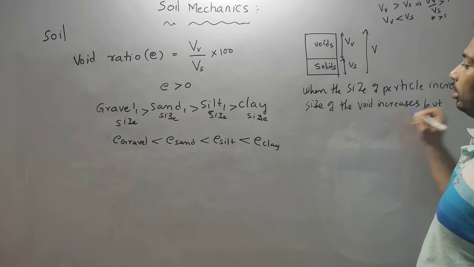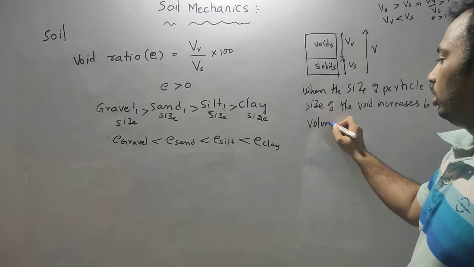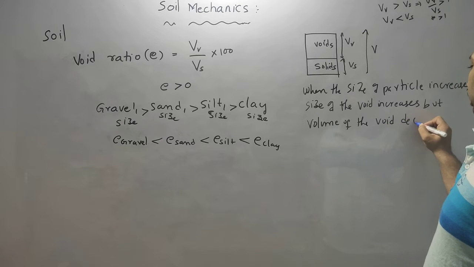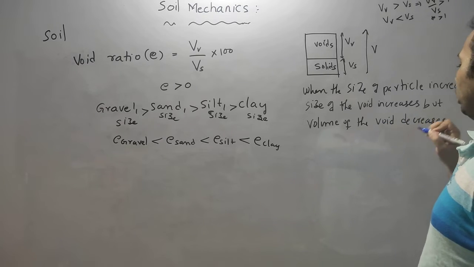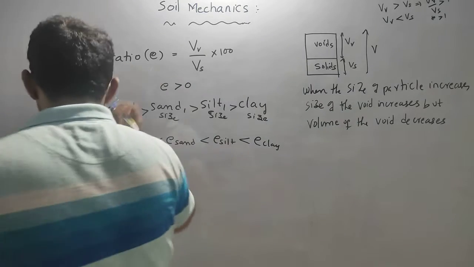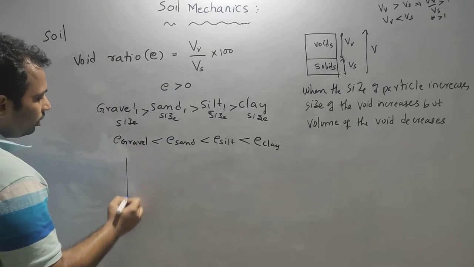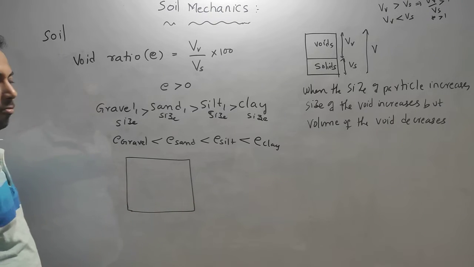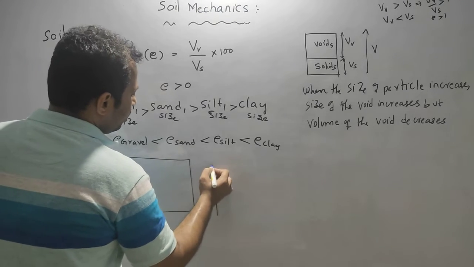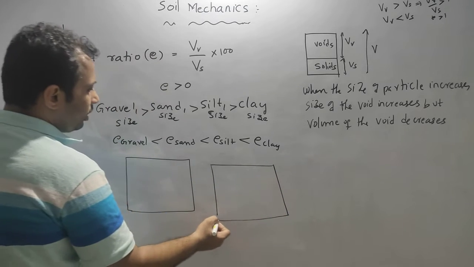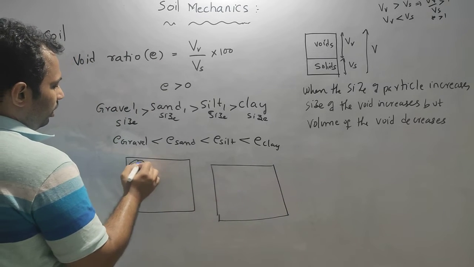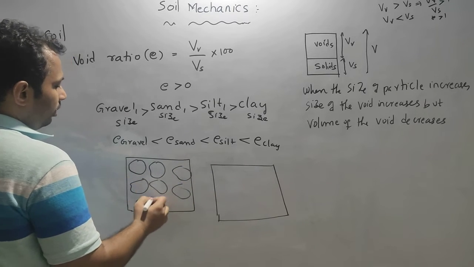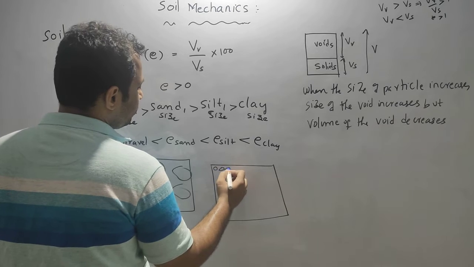But volume of the void decreases. Why? I will show it pictorially. See, now here in the same vessel, I will take clay particles and I will take gravel particles. See, this is gravel. I am taking gravel in this, and I am taking clay in this.